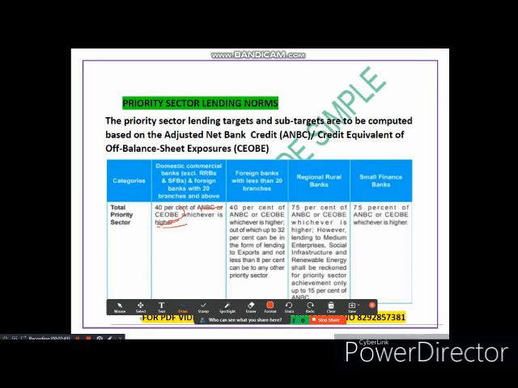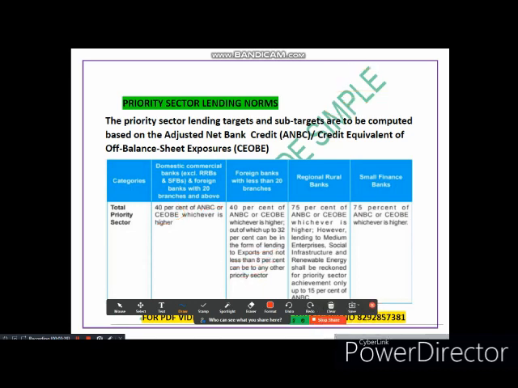The second is regarding foreign banks with more than 20 branches. It is 40% of the ANBC or COB, whichever is higher, and out of this 40%, 32% should be in the form of export lending. So suppose this is the entire percentage. This 32% should be in the form of lending to export, and not less than 8% to any other priority sector.